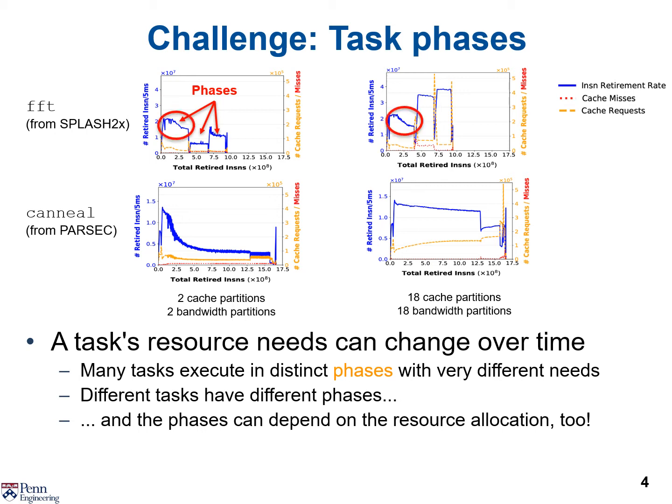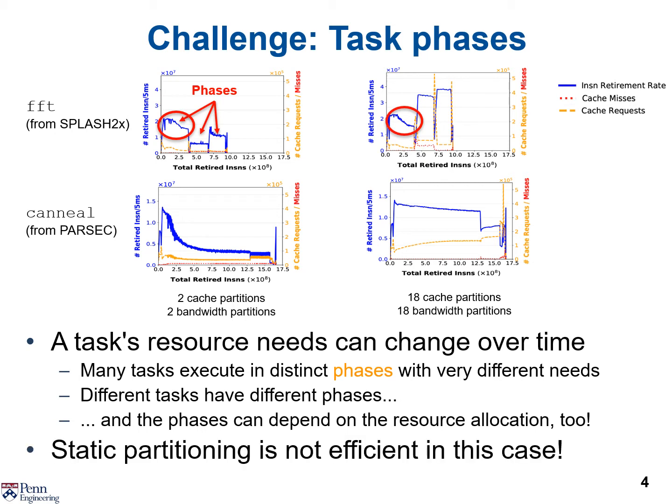For the first phase, which lasts for roughly 1/3 of the task's overall execution, we see that providing more resources yields an almost identical rate of execution. Therefore, if this was a static resource allocation scheme, then providing 18 cache and memory bandwidth partitions would be wasteful due to the fact that 1/3 of the task's lifetime doesn't benefit from additional resources.